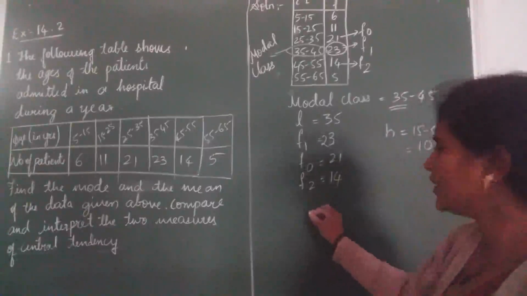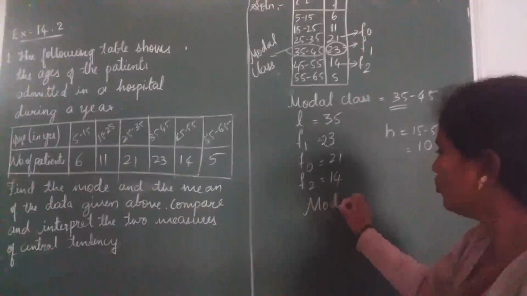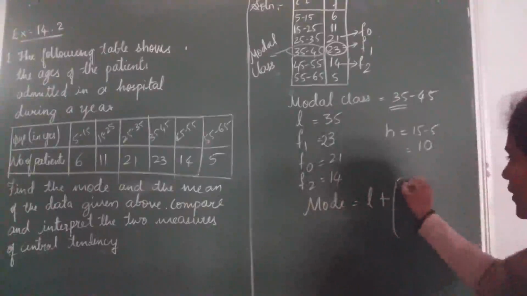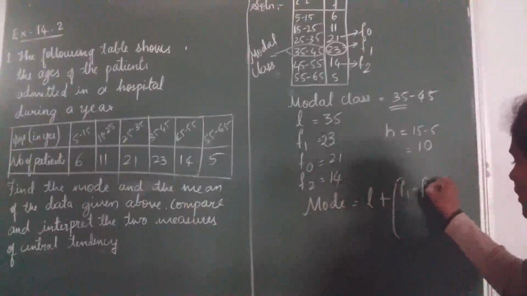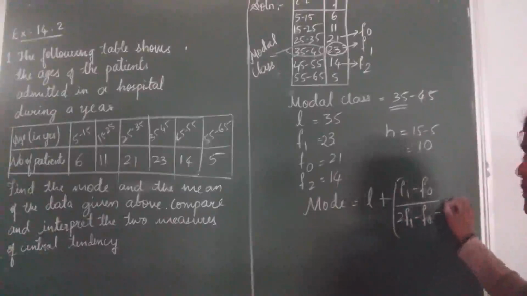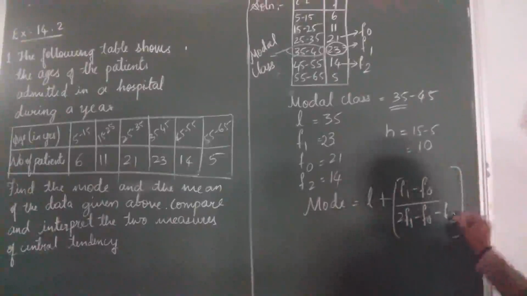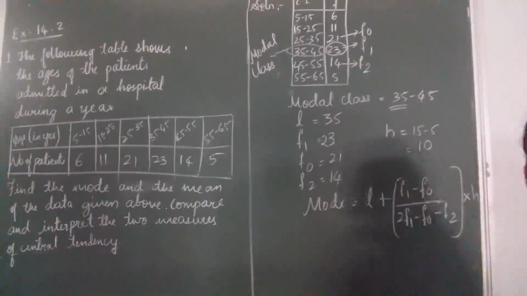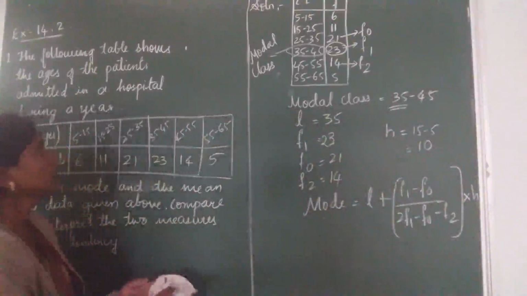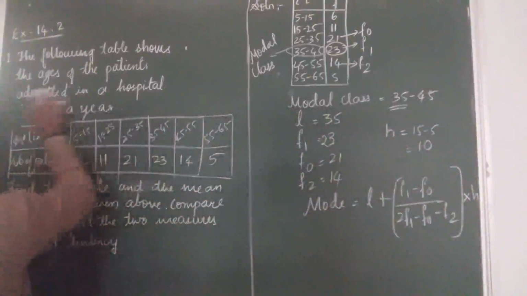So let us go for the formula. Mode is equal to L plus open bracket F1 minus F0 divided by 2F1 minus F0 minus F2, into h. This is the formula for the mode. Let us take it here.